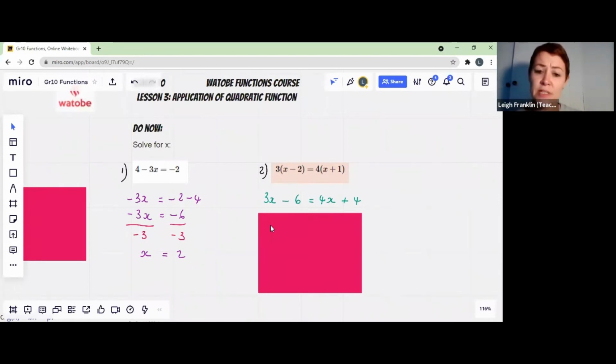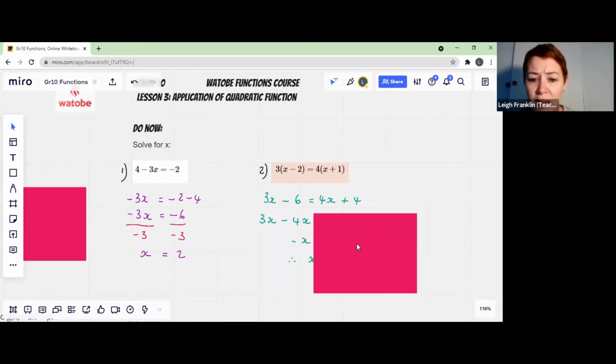3x is on the left. It's positive on the left. So it's going to keep its sign because it's staying on the left. 4x, however, was positive on the right. But now when we move it over to the left-hand side, we need to change its sign. Okay, so that's why we end up with 3x minus 4x, because my 4x changed sides from the right side to the left-hand side.